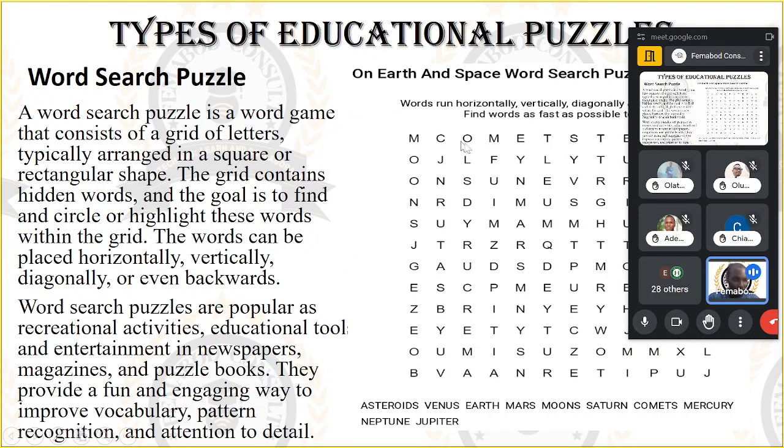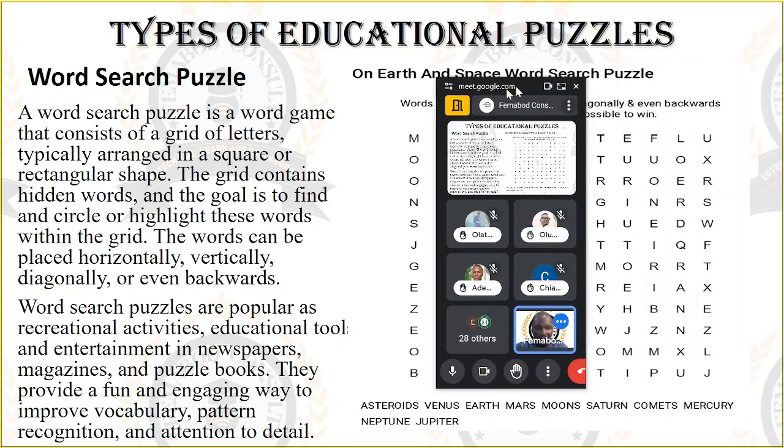So another type of puzzle that we can talk about is the word search puzzle. This is also another common type of puzzle. Now, a word search puzzle is a word game that consists of a grid of letters, typically arranged in a square or rectangular shape. The grid contains hidden words, and the goal is to find and circle or highlight these words within the grid. The words can be placed horizontally, vertically, diagonally, or even backwards. So the computer will scatter the words, and learners and students will have to search and look for the words that fit in.